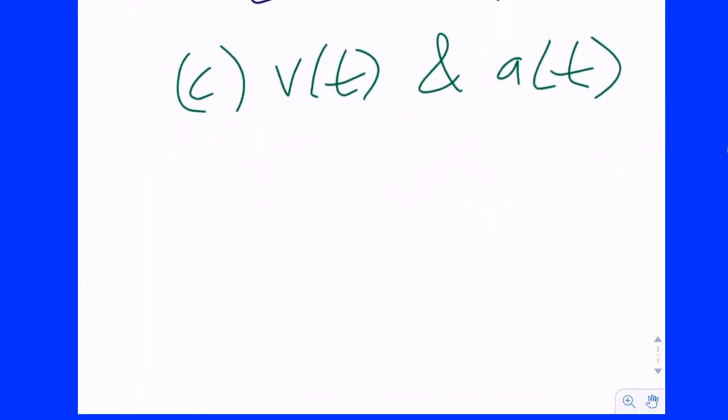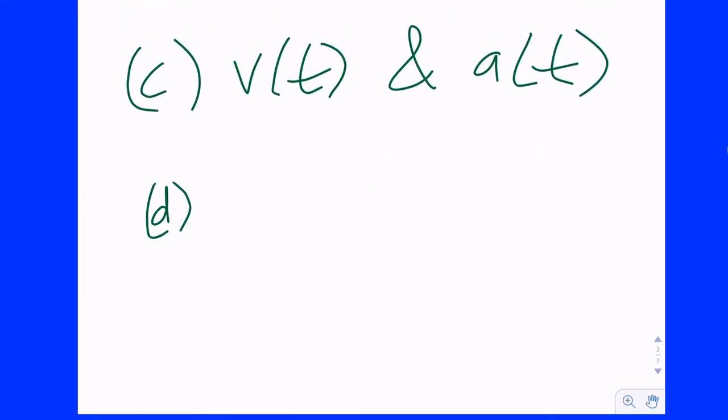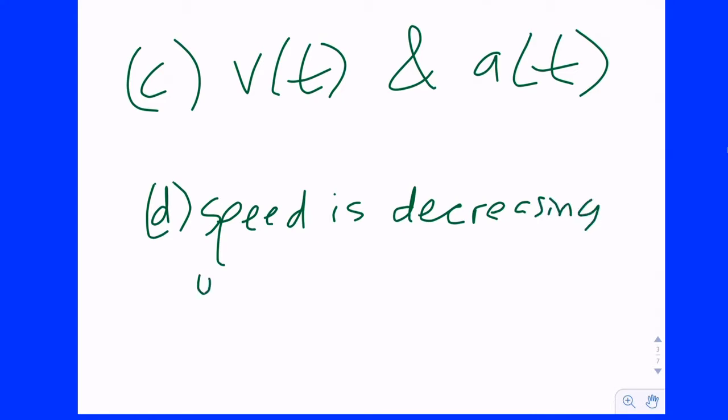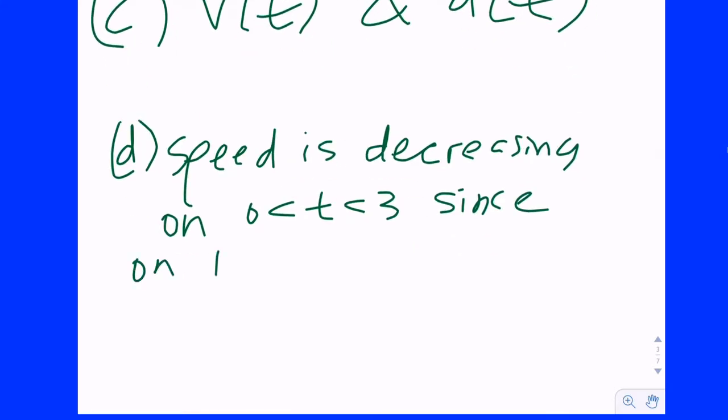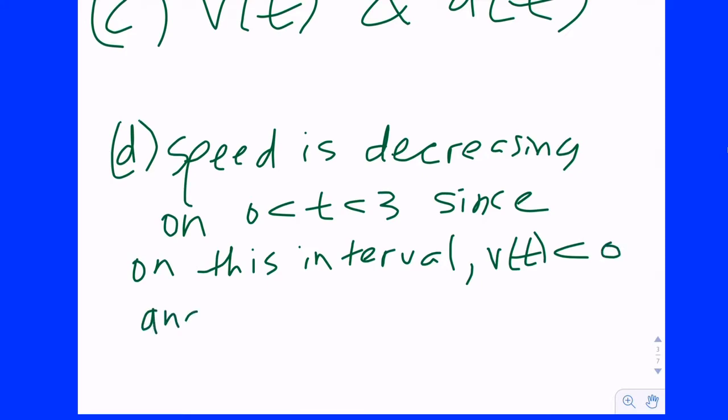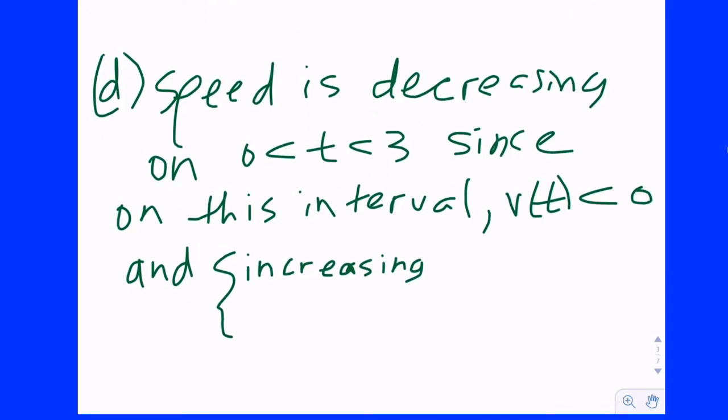So all we have to do is something to that effect and say that speed is decreasing on the interval from 0 to 3 since on this interval, again referring back to the interval because it's not in France, it's on that interval, comma, V of t is less than 0 and what? You could either say, and increasing. That's kind of a nice way to say it, because that kind of assumes that the slopes are positive. Or you could say, and the slopes of V of t are positive.